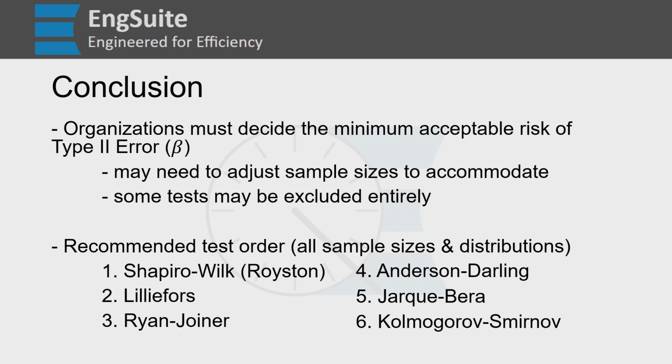So two things that I want to end on here are that organizations have to decide the minimum acceptable risk of type 2 error. Again, going back to those charts, we can figure out what the simulated type 2 error is of these distributions. And we might have to adjust our sample sizes to accommodate. So let's say that your organization says, well, we really, really do want to have a 5% type 2 error. We have a 5% type 1 error because we defined our p-value as 0.05, right? We really want a 0.05 type 2 error. That means a power of 95.